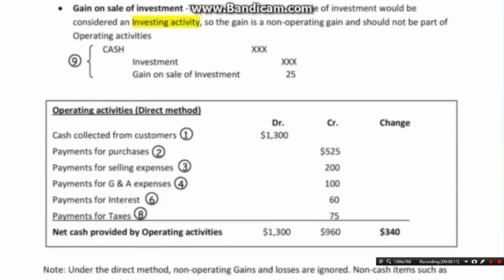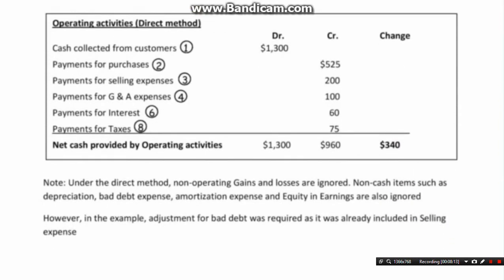So look at the summary there, operating activities under the direct method. You've cash collected from customers, $1,300. You got payments for purchases, for selling expenses, for G&A, for interest and taxes. And this gives you, highlight net cash provided by operating activities and highlight $340.